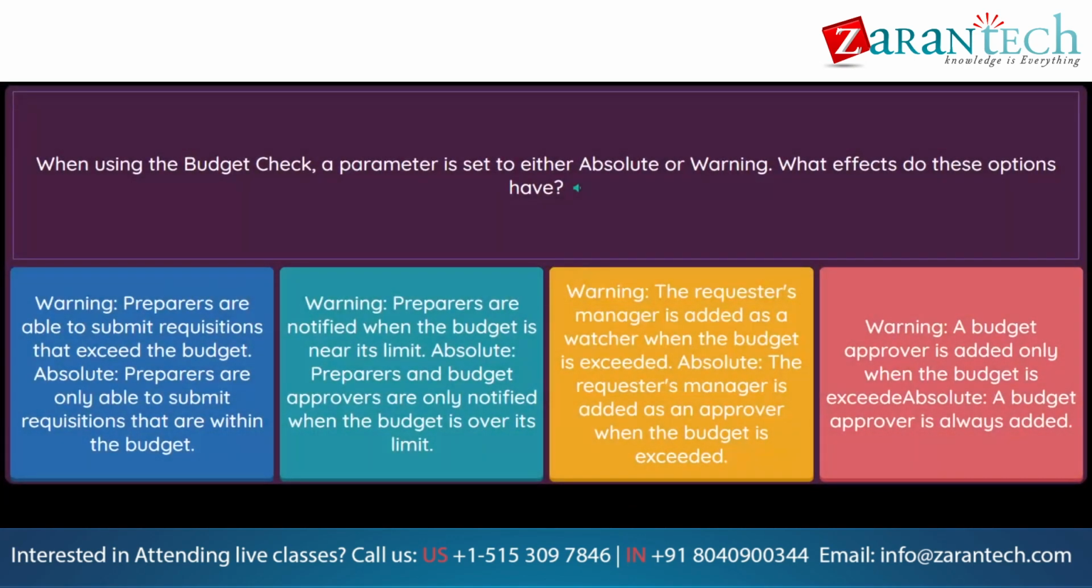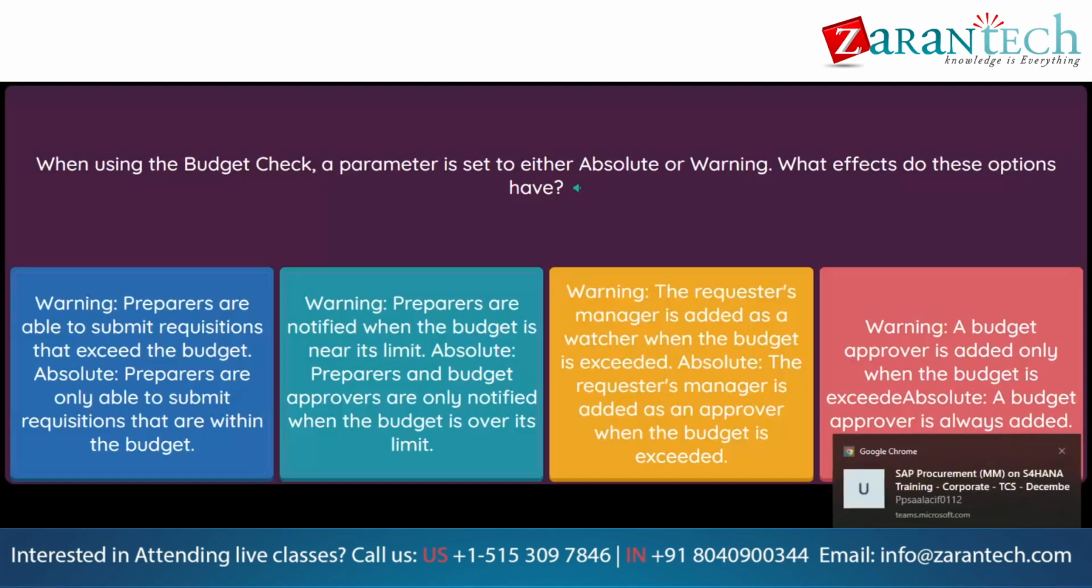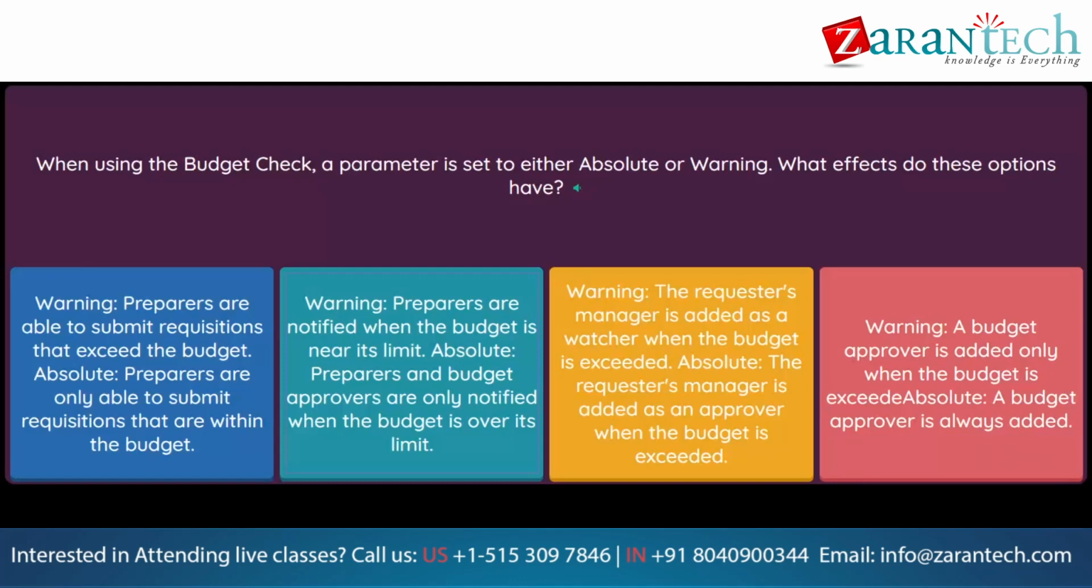Question: when using the budget check, a parameter is set to either absolute or warning. What effects do these options have? Option 1, Warning: preparers are able to submit requisitions that exceed the budget. Absolute: preparers are only able to submit requisitions that are within the budget. Option 2, Warning: preparers are notified when the budget is near its limit. Absolute: preparers and budget approvers are only notified when the budget is over its limit.